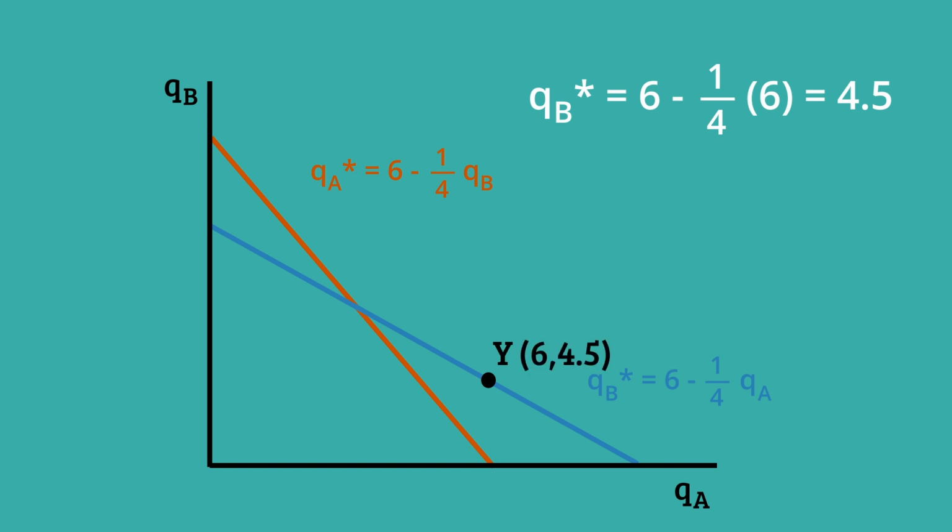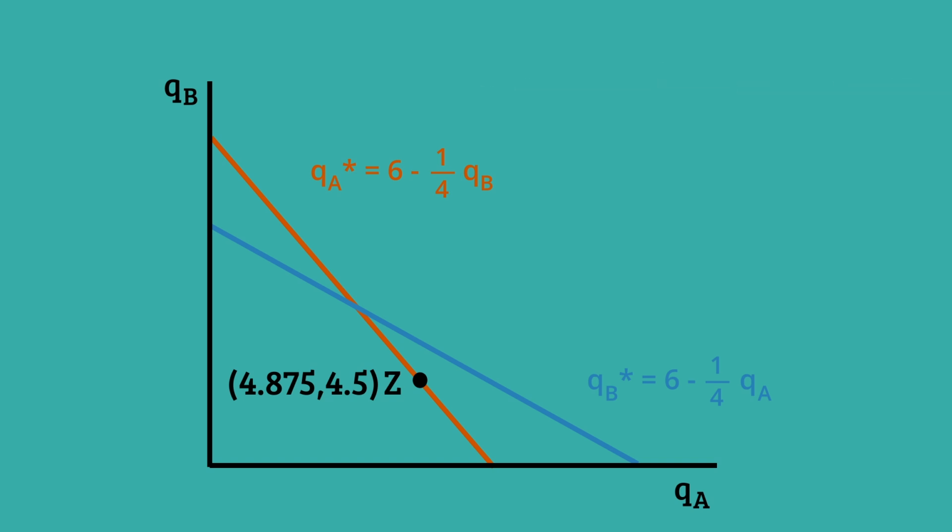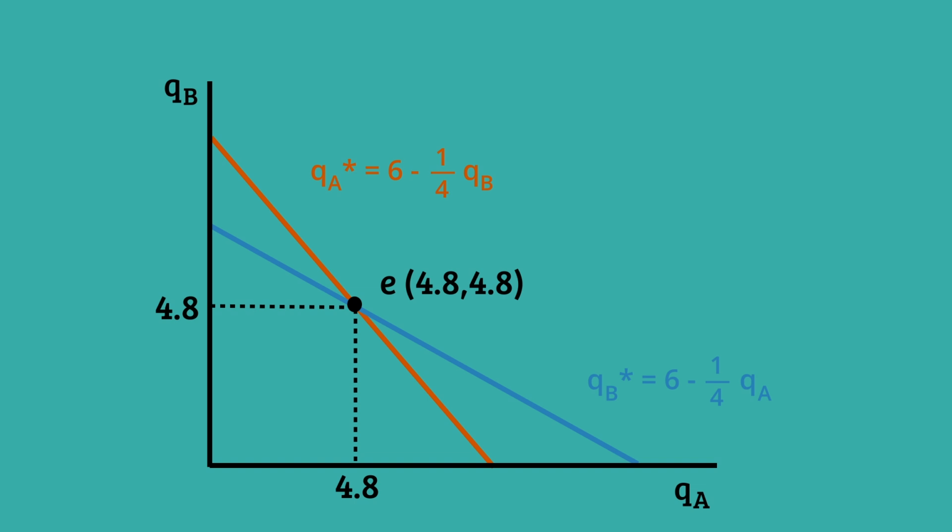Now, given QB equals 4.5, what is the profit maximizing output for firm A? Again, we can check the best response. QA star equals 6 minus 1/4 times 4.5 equals 4.875. And so the market outcome changes to point Z, where QA equals 4.875 and QB equals 4.5. The market outcome will continue to evolve until we reach the intersection of the two best response functions, QA equals 4.8 and QB equals 4.8.